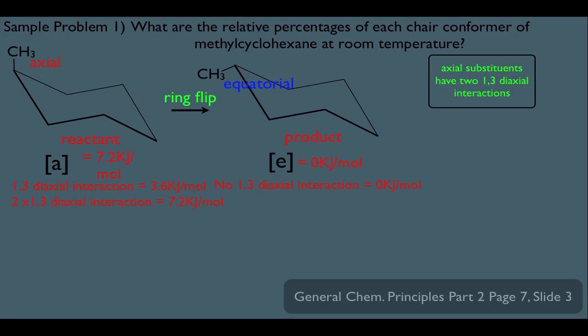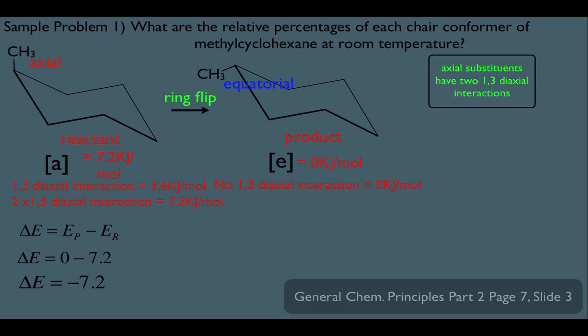Let's do some math. Let's say we wanted to calculate the change in energy for this quote-unquote reaction or process. Well, remember, the change of anything is always final minus initial, or in this case, the energy of the product minus the energy level of the reactant. And we previously calculated that. We would say delta E then is 0, the energy of the product, minus 7.2, the energy level of the reactant, which means delta E is going to be negative 7.2.